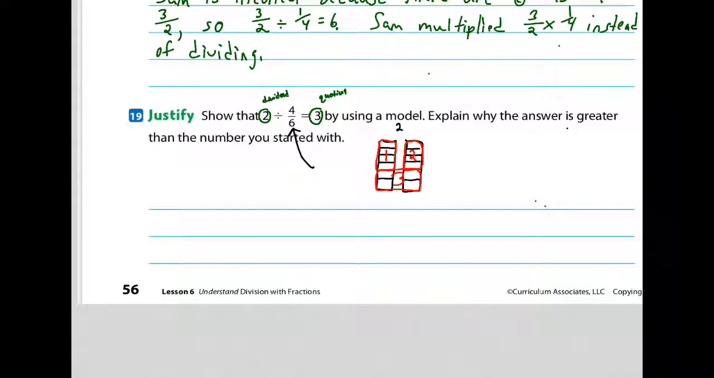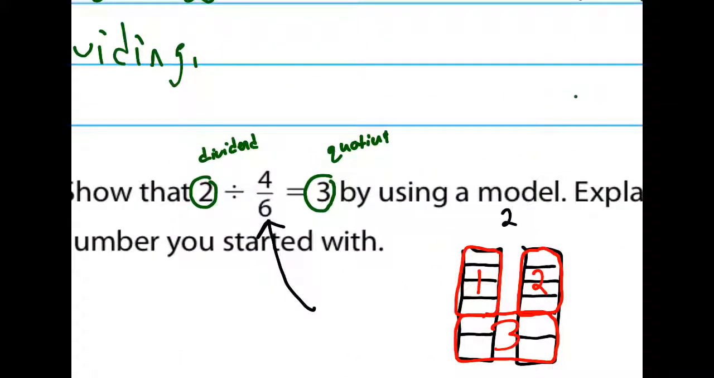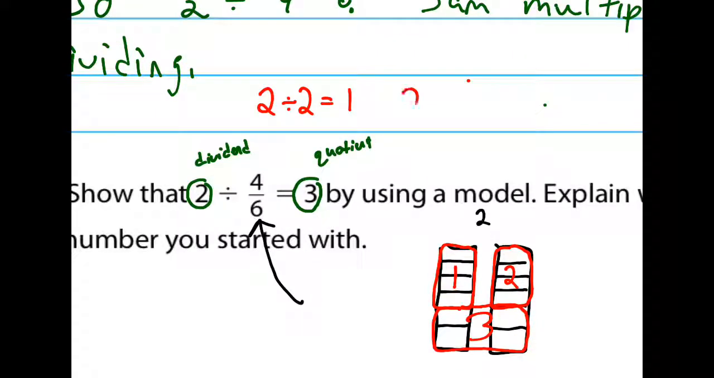But now explain why the answer is greater than the number you started with. I want you to think about it. If you were splitting 2 wholes into 2 groups, you would have 1. Your answer would be smaller. Okay? So if you were doing 2 divided by 1, you get 2. Your answer would be the same.